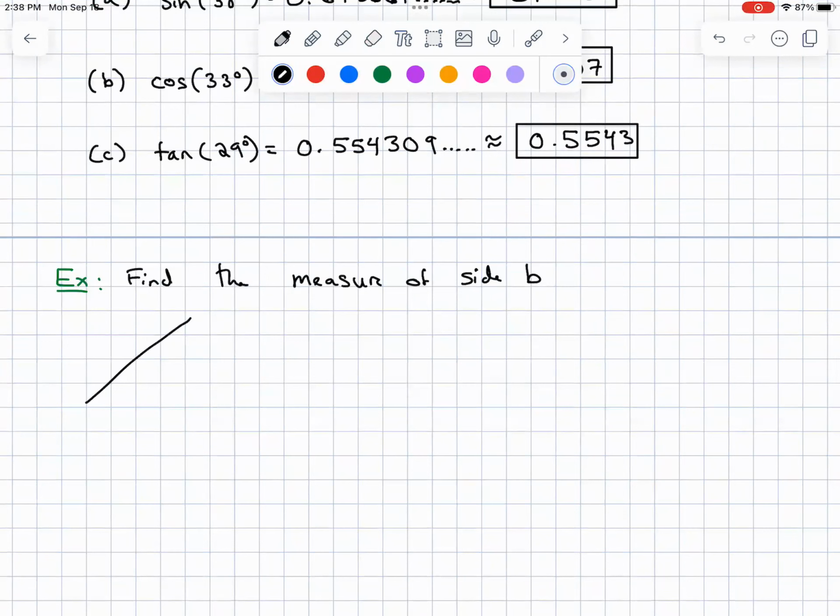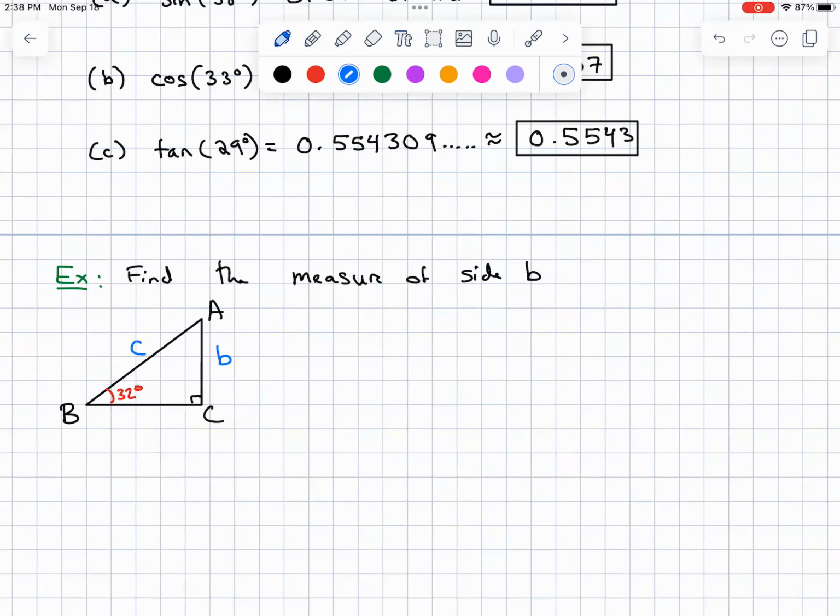The triangle that's given is this one. Bottom left is B, top right is A, right angle is C. And then angle B is a 32 degree angle. And then it lists B is unknown. The hypotenuse C is unknown, but the base length is 22.